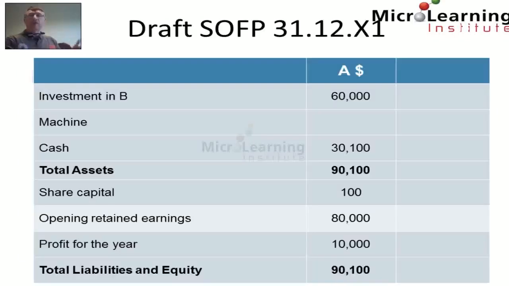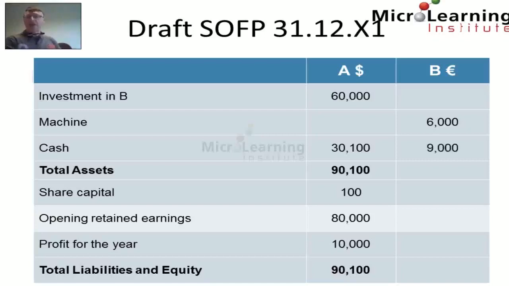So here we show the draft statements of financial position of A and later of B at the date of consolidation, the 31st of the 12th x1. So here's the statement of financial position of B. Okay, we have a machine at €6,000. Now you'll remember at acquisition the machine was worth €9,000, so the machine has been depreciated by €3,000 since acquisition.